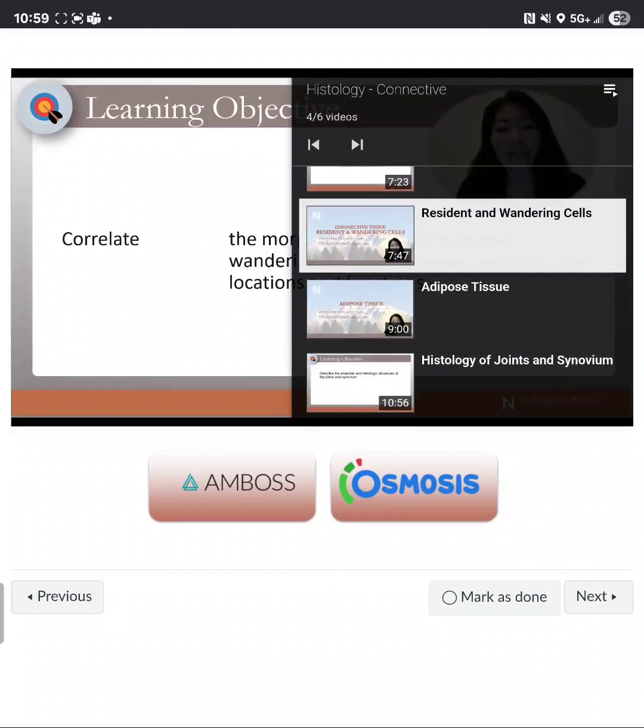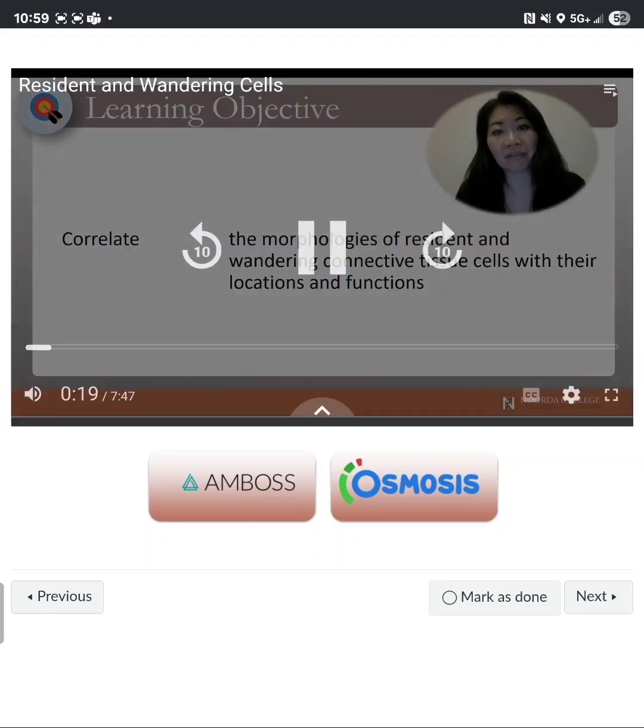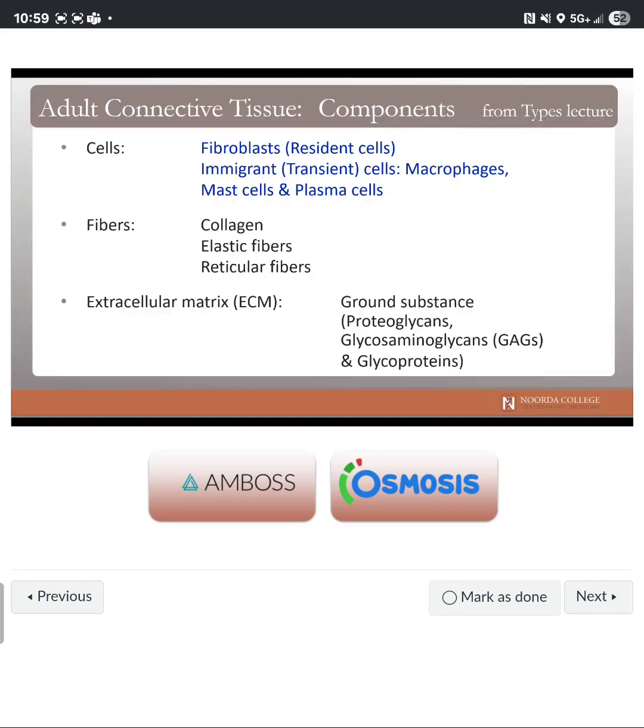For the current learning objectives, I want you to be able to correlate the morphologies of resident and wandering connective tissue cells with their locations and functions. In the lecture regarding connective tissue types, I mentioned adult connective tissue and their components. We're going to delve a little bit deeper into the resident and immigrant cell populations.